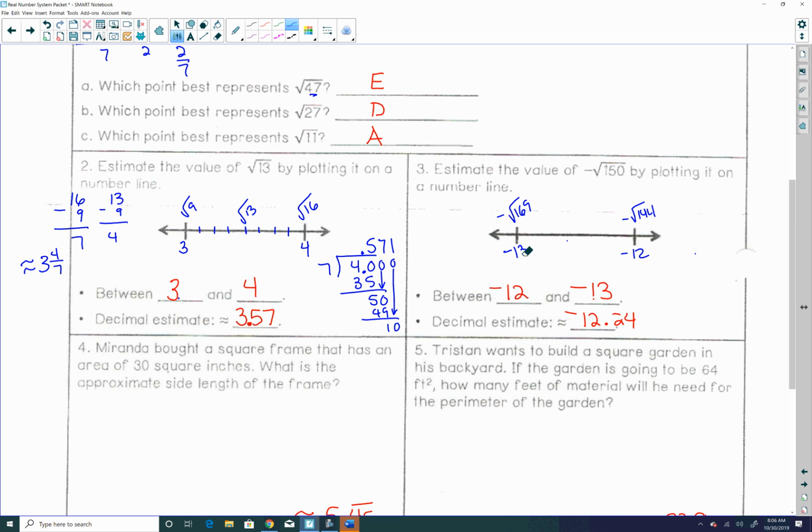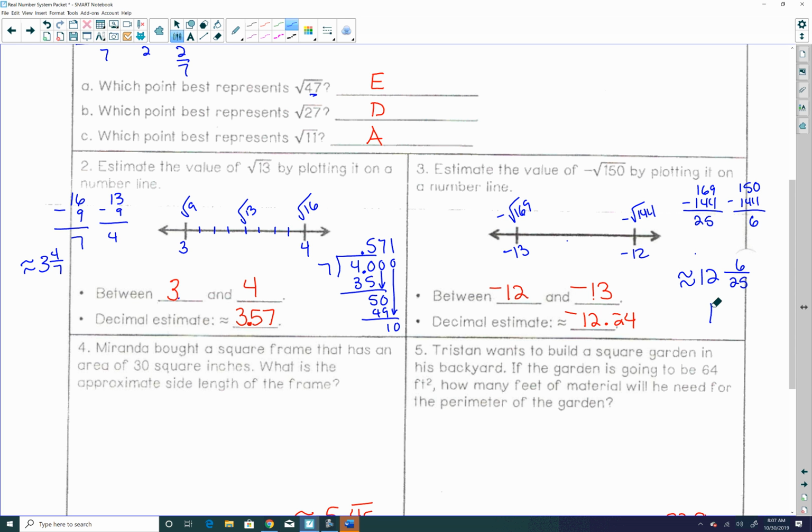And again, we're going to find our difference the same way. Take the larger absolute value, which is your distance away from 0, 169 minus 144. How many spots on the number line is that? That would be 25. So I know it's going to be about 12 and some fraction. The denominator is 25. And to find the numerator, the number I'm looking for, 150 minus 144. And that difference is 6. So it's about 12 and 6/25.